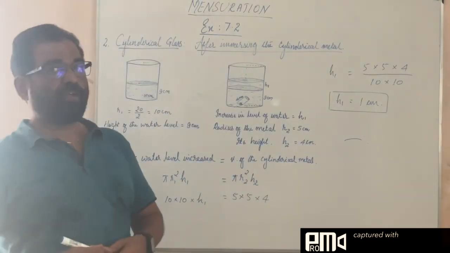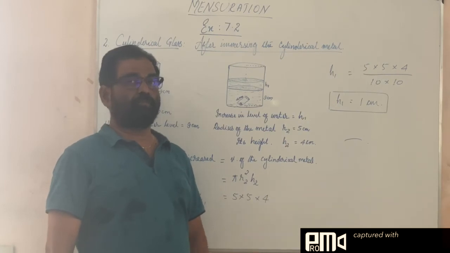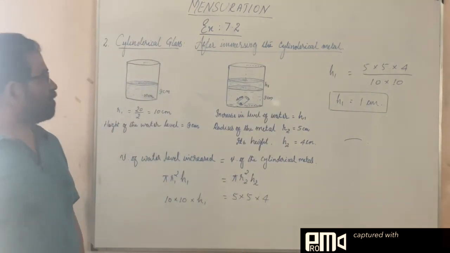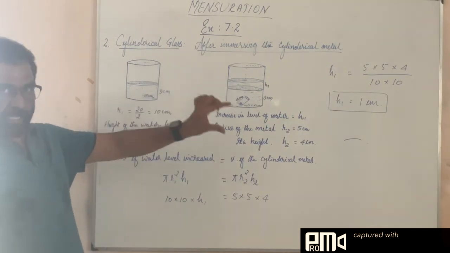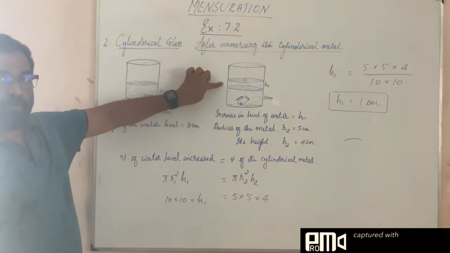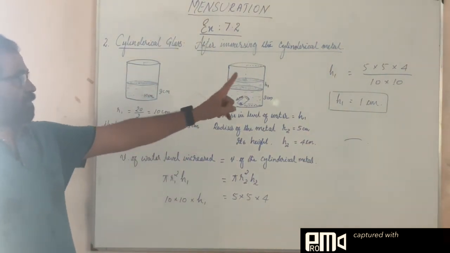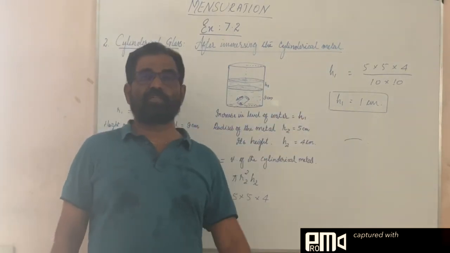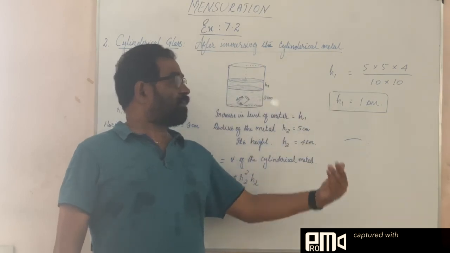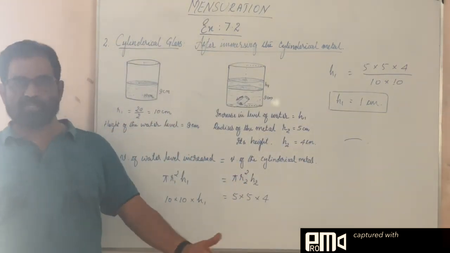So the level of water increases to a height of only 1 centimeter. This part is 1 centimeter. You understood? The volume of the metal immersed is the same as the volume of the water displaced, or the volume of the increase in level of water. And we got H1 is equal to 1 centimeter, and you conclude like this: therefore, the height of the water level increased is equal to 1 centimeter. Okay, that's enough. Thank you.